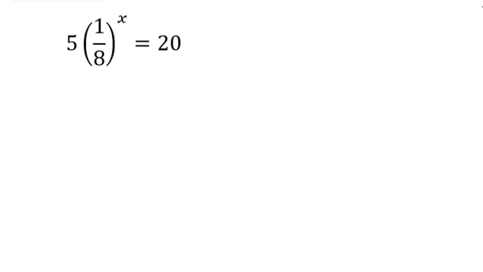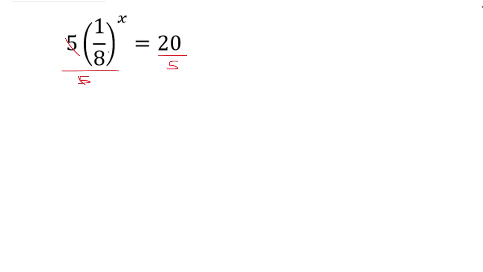Okay, in this next case, what's the base that the x is on? Ask yourself that. Is the x on the 5? No, the x is only on the 1 over 8. So we need to get rid of that 5 out front. It needs to go. So what we need to do is divide both sides by 5. Divide this side by 5, divide that side by 5.